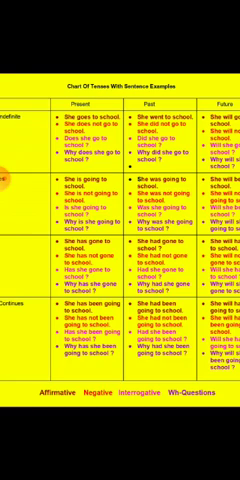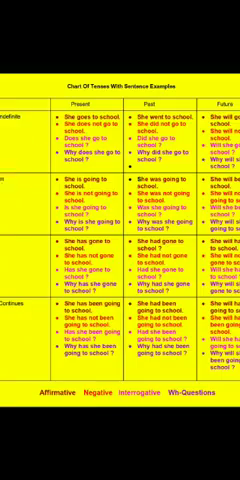So, what are the important rules for simple present tense? Number one, the verb will be used according to the subject. If the subject is singular number, the verb will also be in singular number. If the subject is in plural number, the verb will also be in plural number. When we are converting into negative, do and does are used. Does for singular number, do for plural, and with do, does, always the first form of the verb will come.